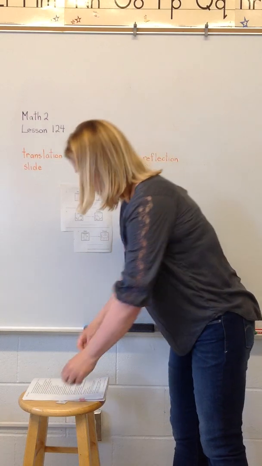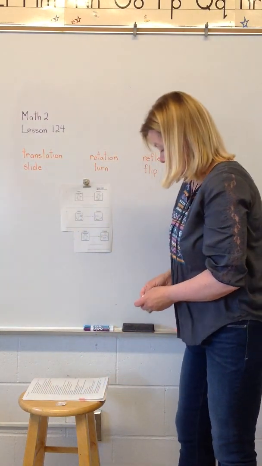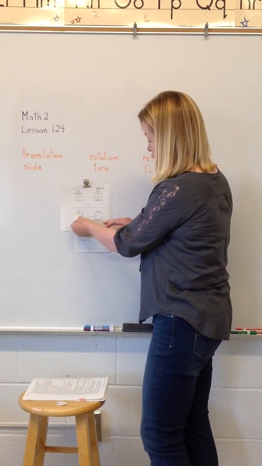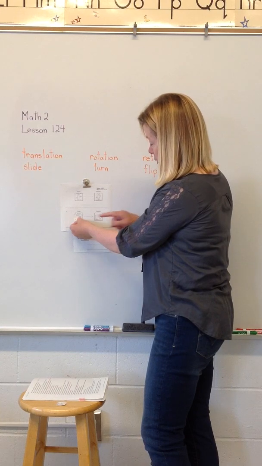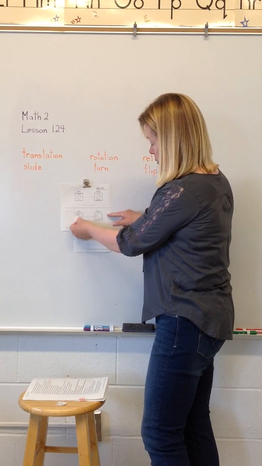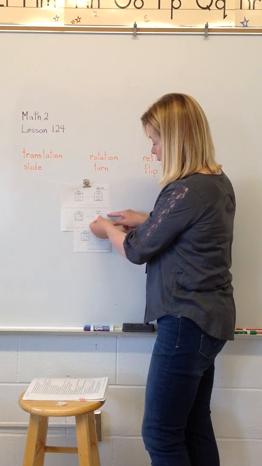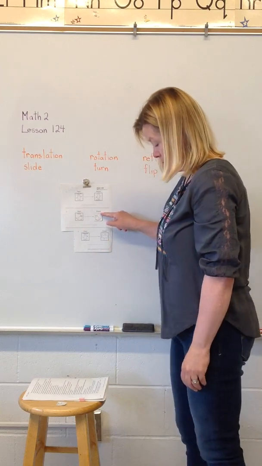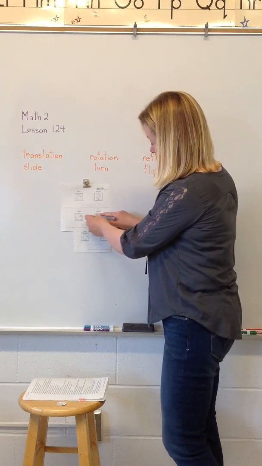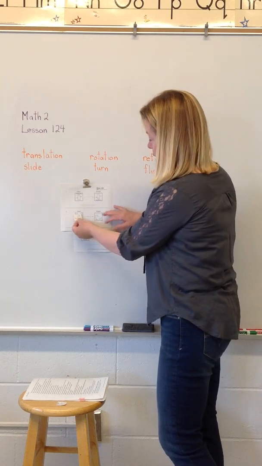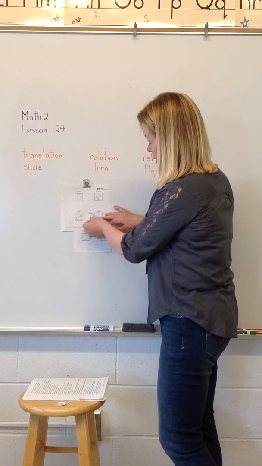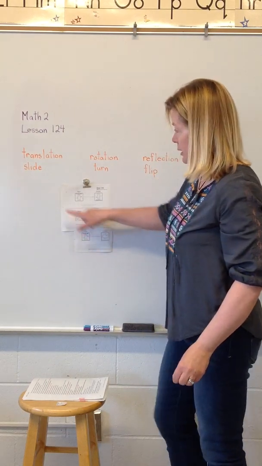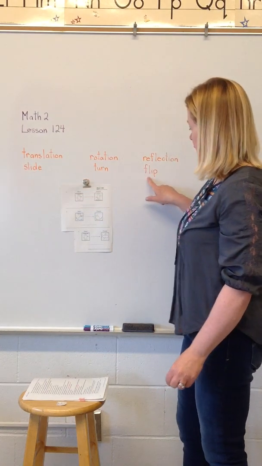Okay, next we're going to use fat cat. Okay, so fat cat was here. How did he end up looking like this? So, slide and flip. Let's do that one more time. So, slide and flip. So that's what we're going to write on this line. Slide and flip.